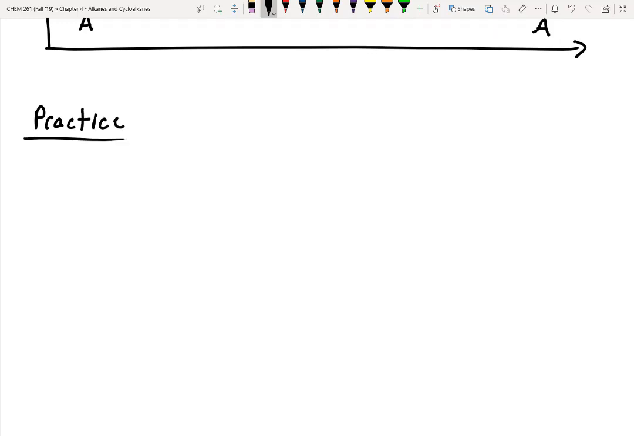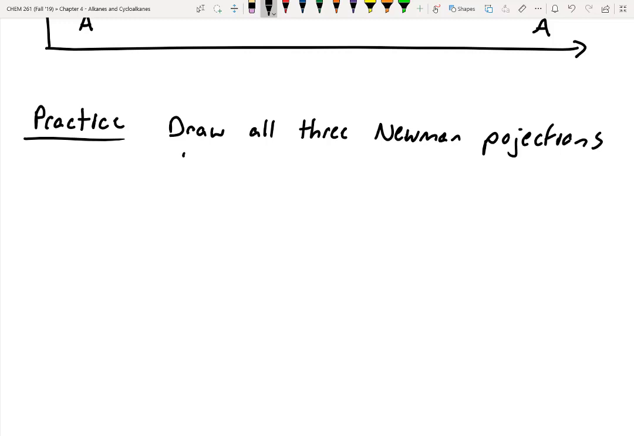All right, I'll leave you with a problem to chew on tonight, and then we'll check in tomorrow. So draw all 3 Newman projections that are staggered. And then we'll come back and we'll look at this tomorrow.